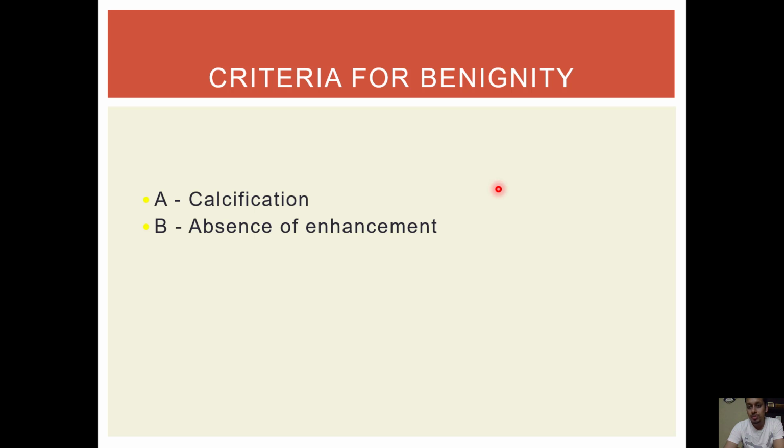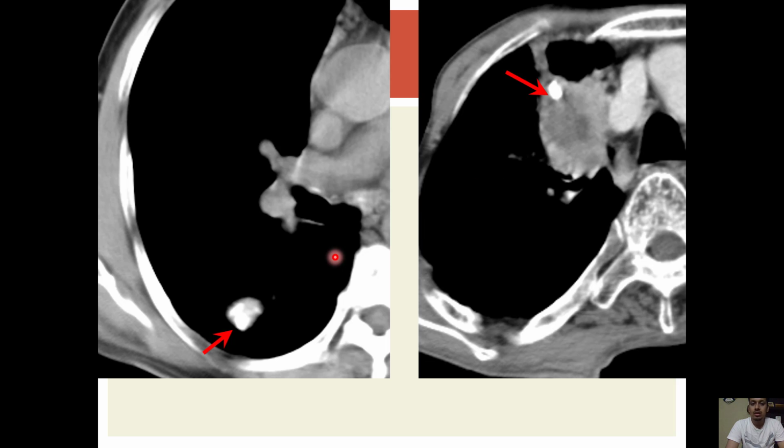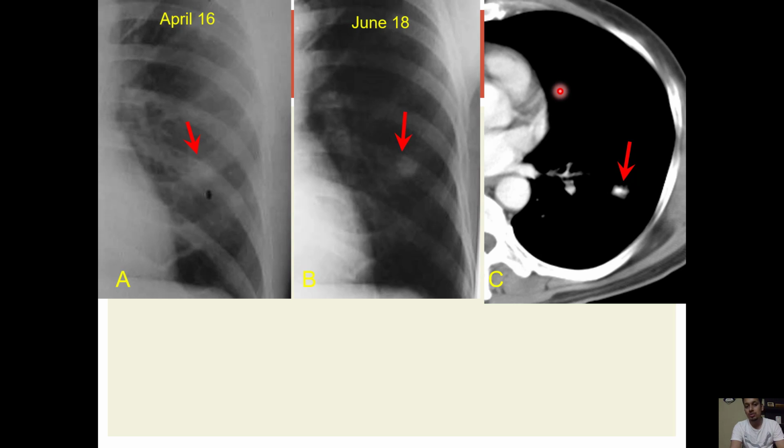So the criteria for a benign lesion, like we said previously, are calcification, absence of eccentric calcification, absence of enhancement, and no growth in 2 years. These are the criteria for benign lesions. So this is another patient who has a well-defined calcified lesion, which is more likely to be benign. Whereas this lesion, you would have already guessed, is an eccentric lesion and more likely to be malignant.